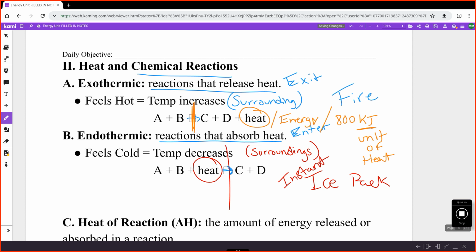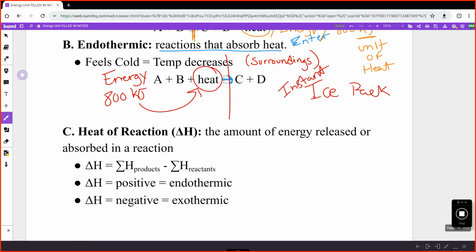And so what we do here is we write heat or energy as a reactant. Again, just like before, heat could be written as heat. It could be written as energy. It could also be written as a value, 800 kilojoules. One of those things would have to be written as a reactant as it's going into the reaction.